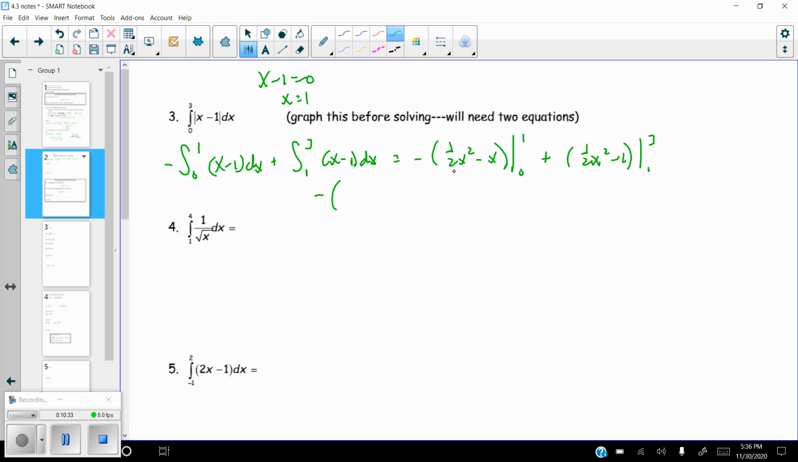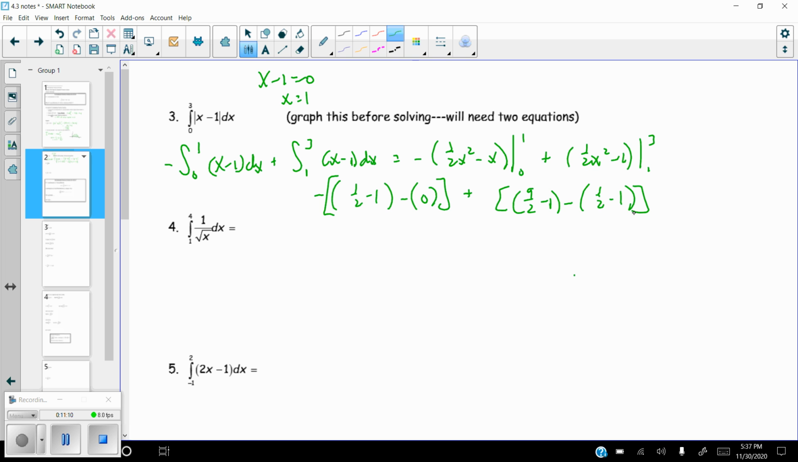Plugging in 1, I'm going to get 1/2 minus 1, minus, plugging in 0, I get 0 minus 0, so that's just 0. Plus, now we'll do the second one. Let's see, plugging in a 3, I'm going to get 9/2 minus 1, minus, plugging in the 1, we're going to get 1/2 minus 1.